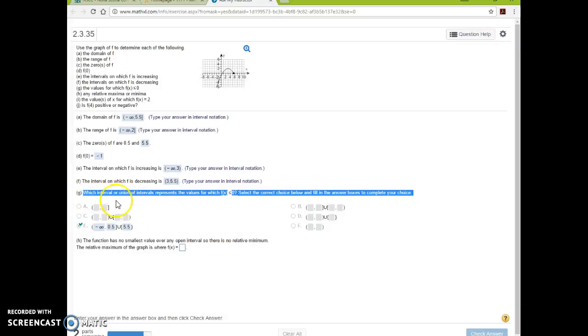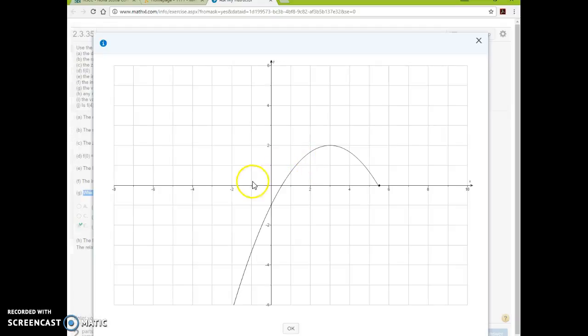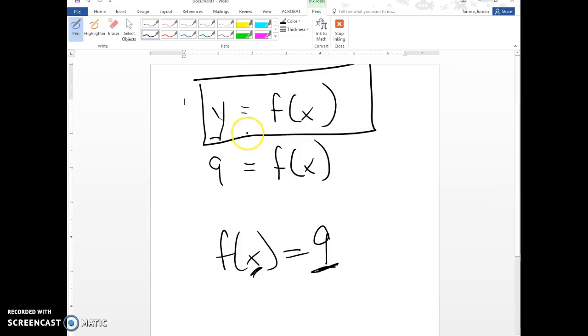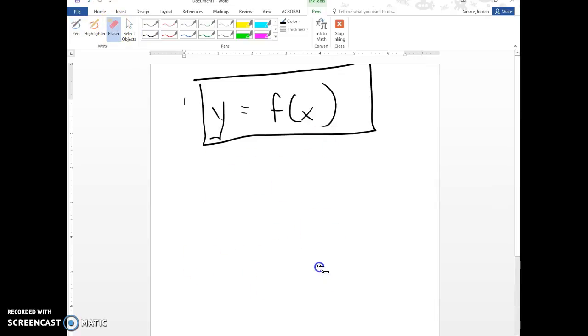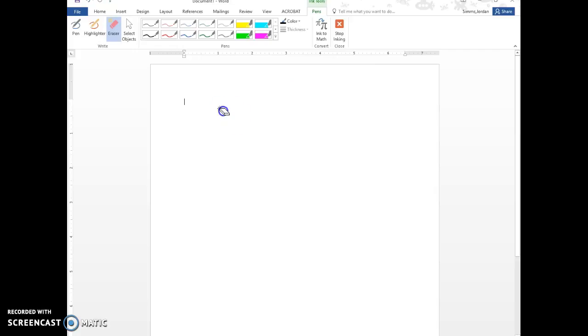Here's a good one, G. What interval or union of intervals represents the values for which f of x is less than or equal to 0? Okay, so let's blow this up. And f of x, if we go back to our notation here, y equals some function of x, right? So they're saying f of x is less than or equal to 0.